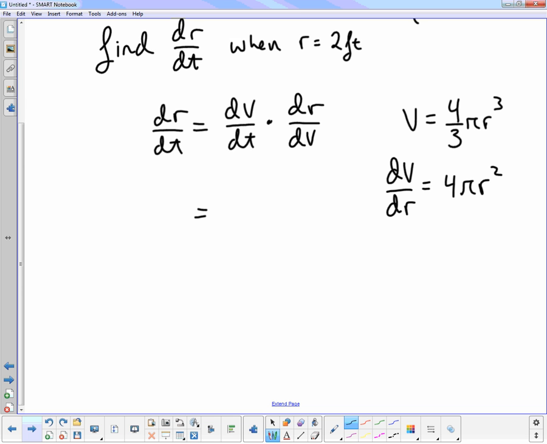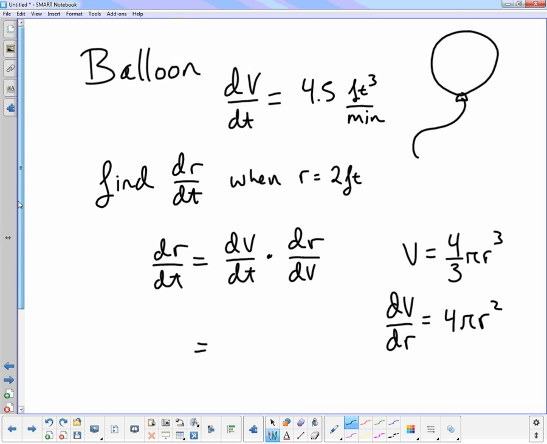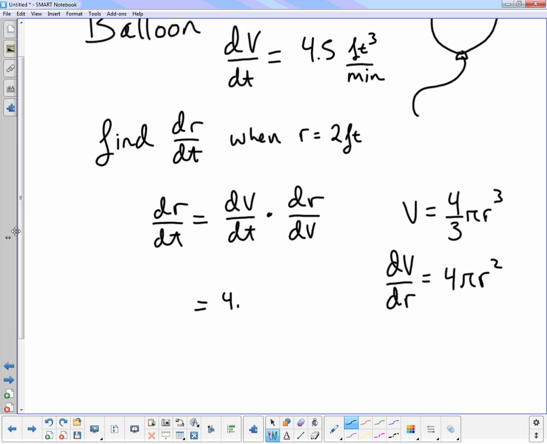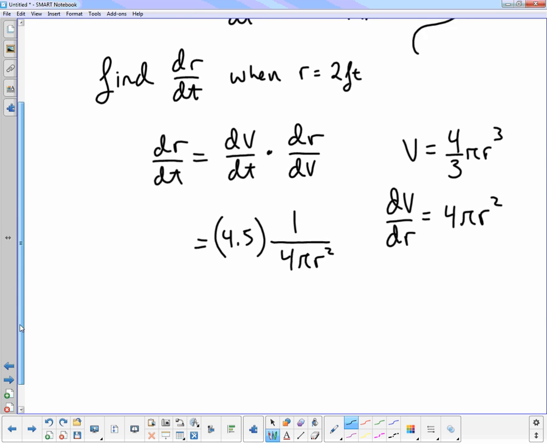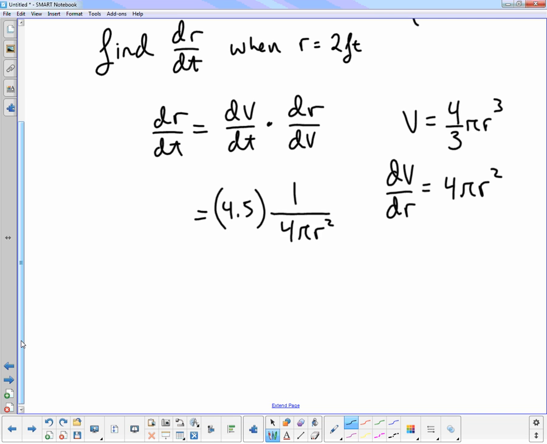Now this is dV/dt, it is 4.5, and now I do 1 over 4 pi r squared. And I can plug in my r. I just took the derivative. Plugging in 2 gives me 16 pi.